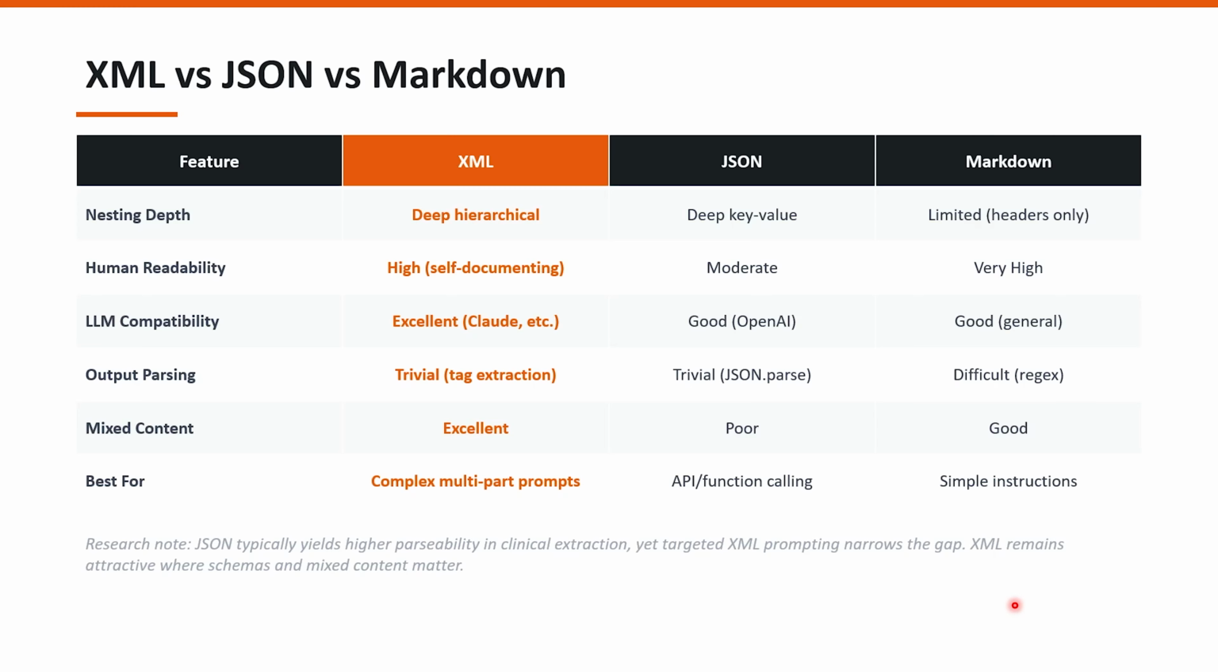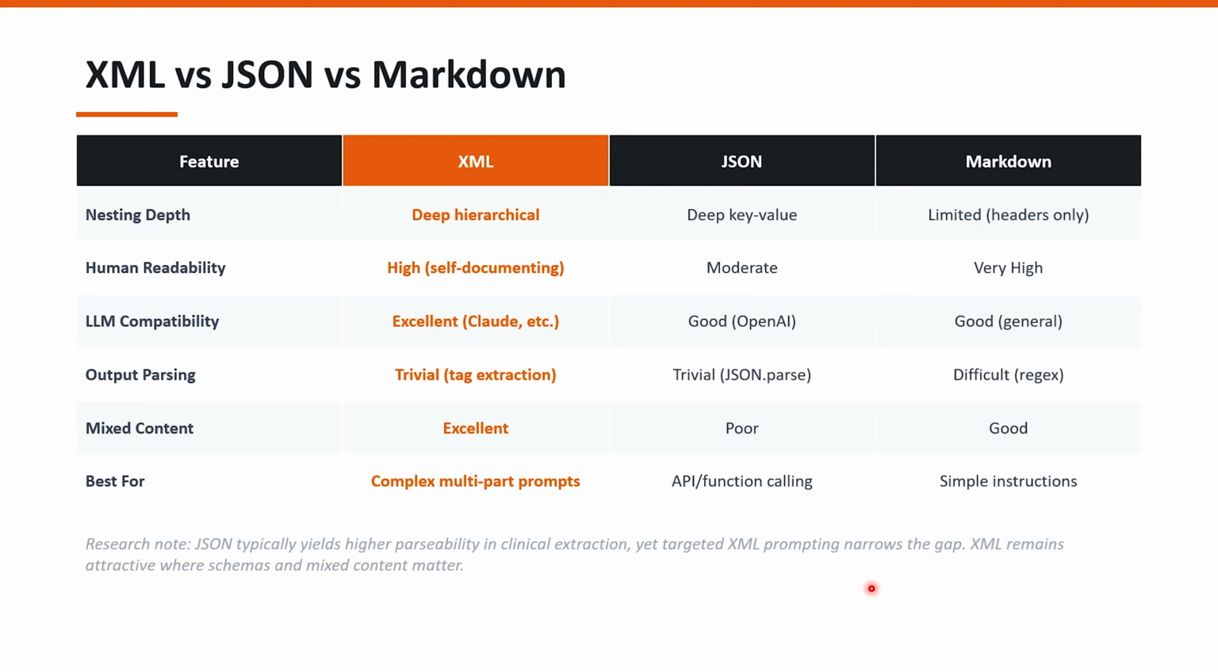For LLM compatibility, XML is excellent, especially with Claude and newer models. JSON is good, particularly with OpenAI function calling. Markdown works generally well. For output parsing, both XML and JSON are trivially parsable with standard libraries. Markdown is very difficult to parse reliably. For mixed content, XML is excellent because you can have text, attributes, and nested elements all together. JSON is poor at this. Markdown is okay. So the bottom line: use XML for complex multi-part prompts.